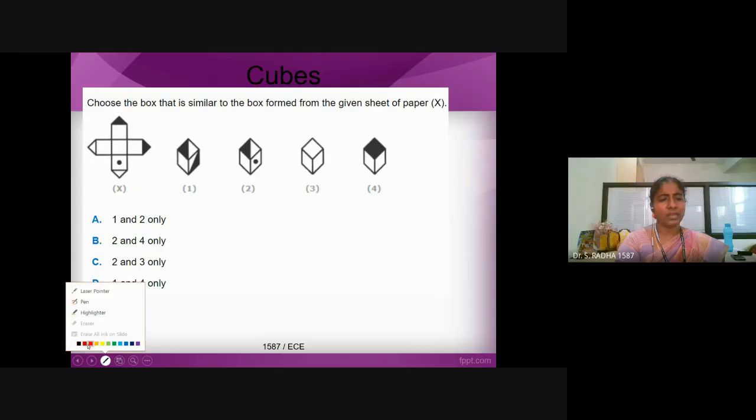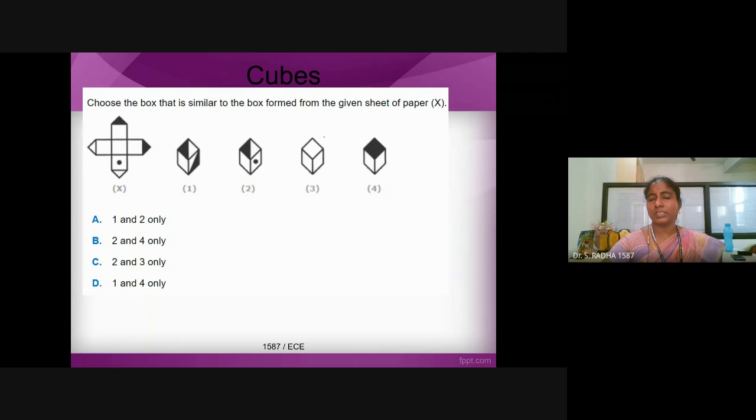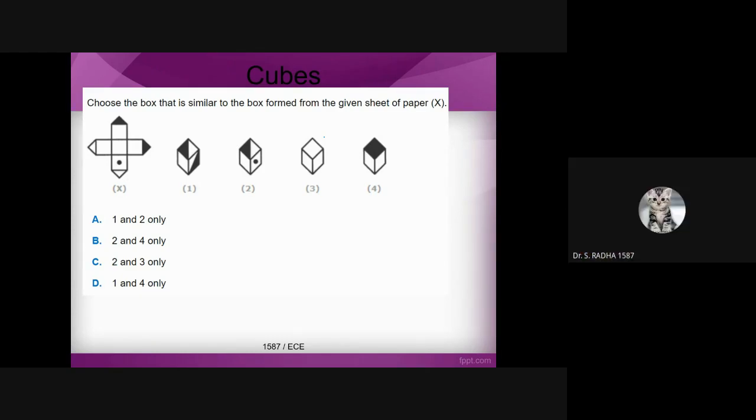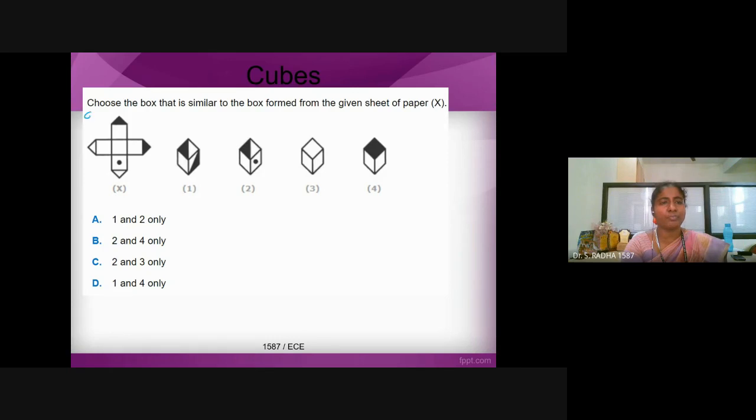5 based on the logic they have given. Now this is about cubes. Choose the box that is similar to the box formed from the given sheet of paper. This is the given sheet of paper. These are the options available.